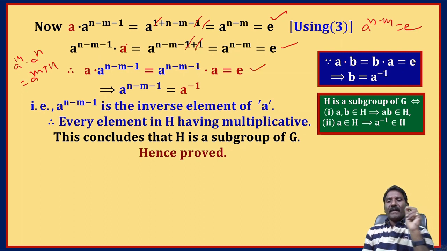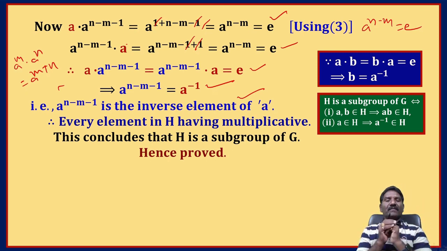We know that a dot b equals b dot a equals e gives b equal to a inverse. That is the inverse property. So here a power n minus m minus 1 is equal to a inverse. So a belongs to H, and a inverse also belongs to H. a power n minus m minus 1 is the inverse element of a. That means every element in H has a multiplicative inverse.